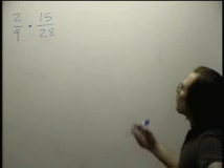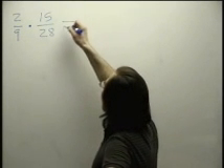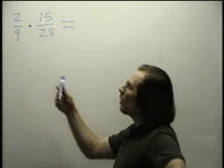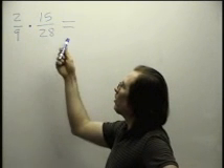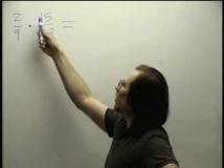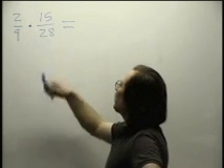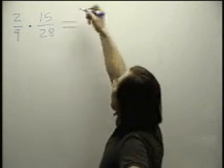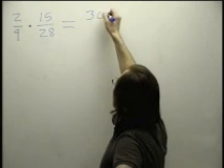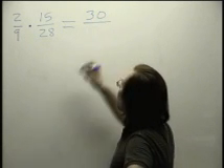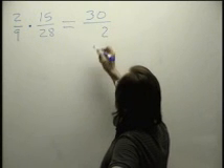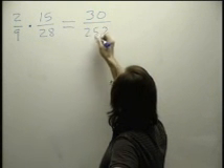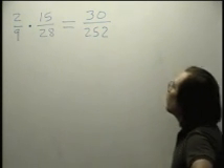then the way we can do this, one option is, remember to multiply fractions, you just multiply across. Numerator by numerator, denominator by denominator. 2 times 15 is 30. And 9 times 28 is going to be 252.